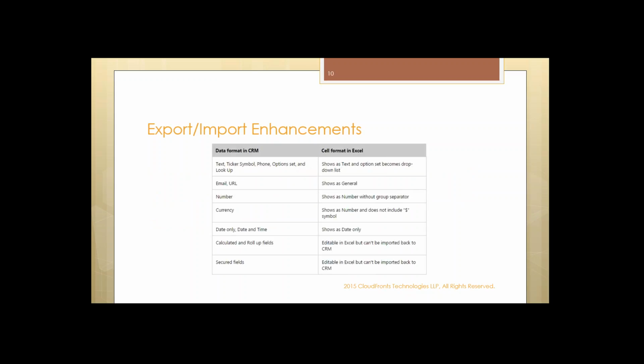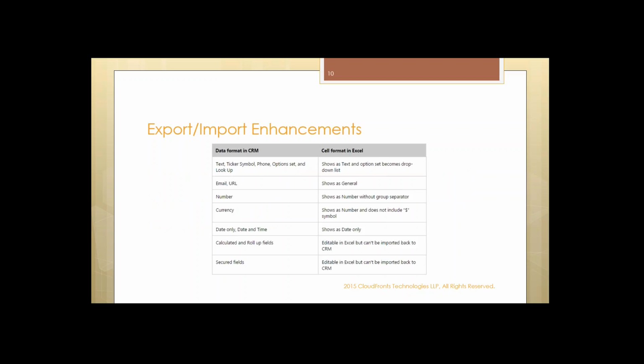Let's take a look at the table. Your text slash phone option set will be treated as text, and option set also becomes a drop down in a downloaded Excel. Your email URL will be shown as general, your number will be numeric, currency will be shown as number, but you will not be able to see the currency symbol. Your date time or date only field will be treated as date, and you will be also able to see calculated and roll up fields in your downloaded Excel.